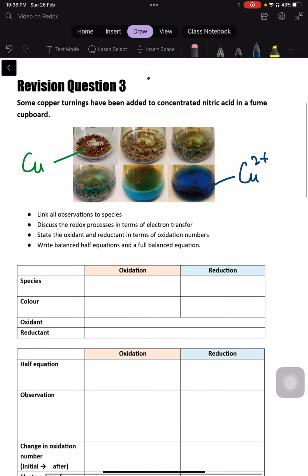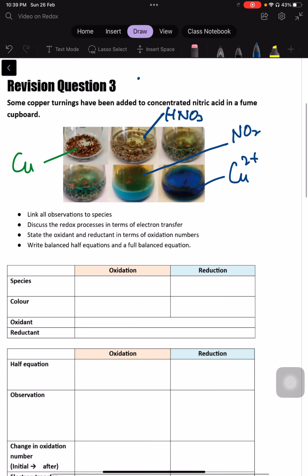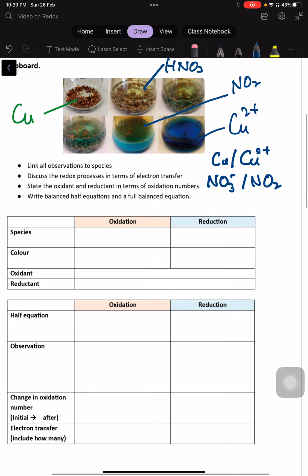At the same time, nitric acid, at the beginning of the experiment, is colorless, followed by brownish nitrogen dioxide gas. So you need to recognize the pair for the reaction is copper to copper 2 plus, and the nitrate ion pair with nitrogen dioxide, which is a brownish gas.